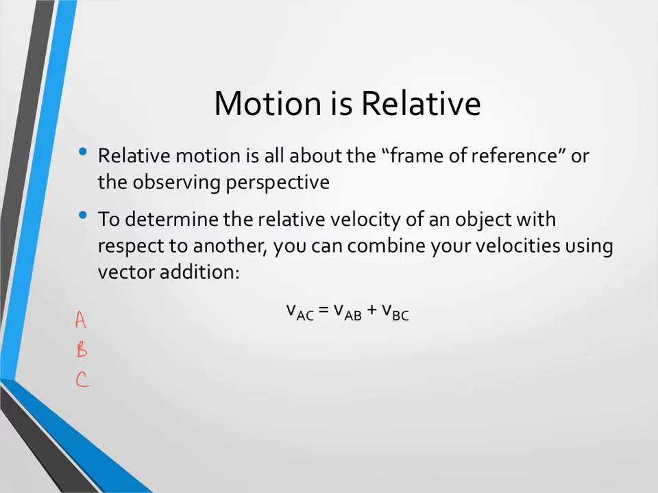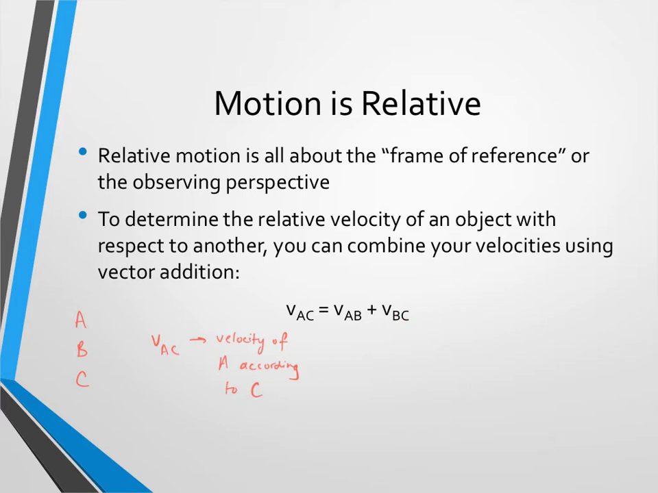And if you look at each of these, you have velocities with two letters as their subscript. So looking at VAC, what this stands for is the velocity of object A according to C. So it's the velocity of A from the perspective of C. And then if you look at the other two examples, VAB, velocity of object A according to B, and VBC, velocity of object B according to C.